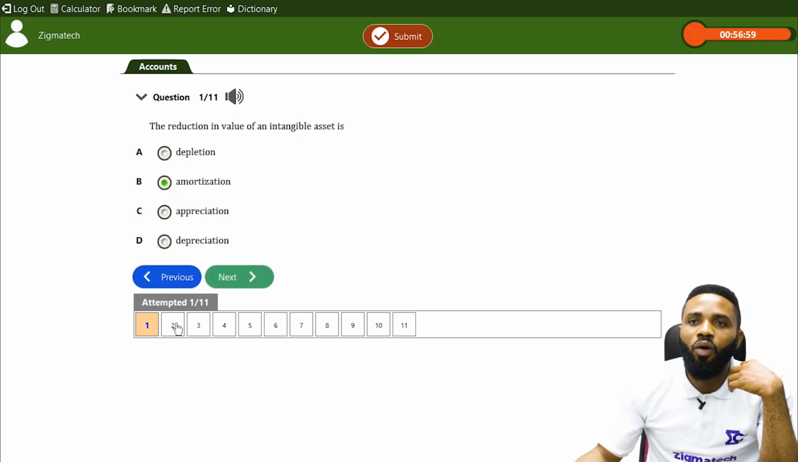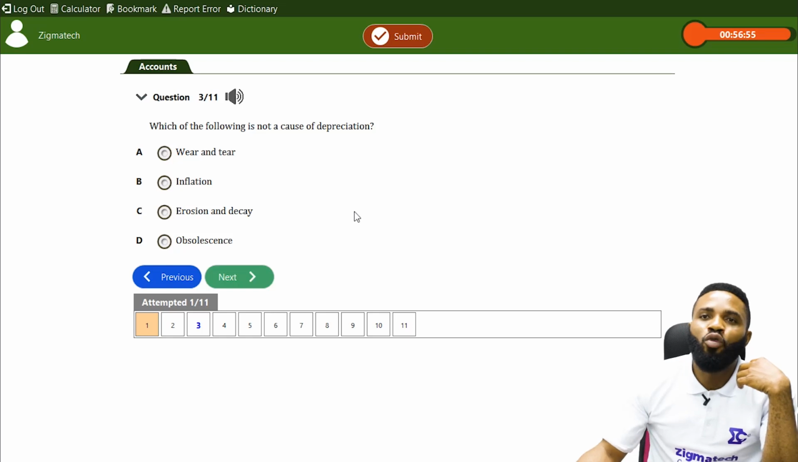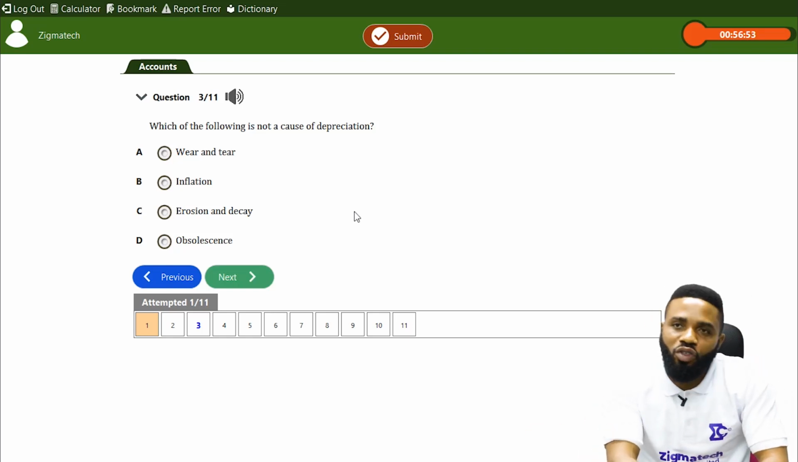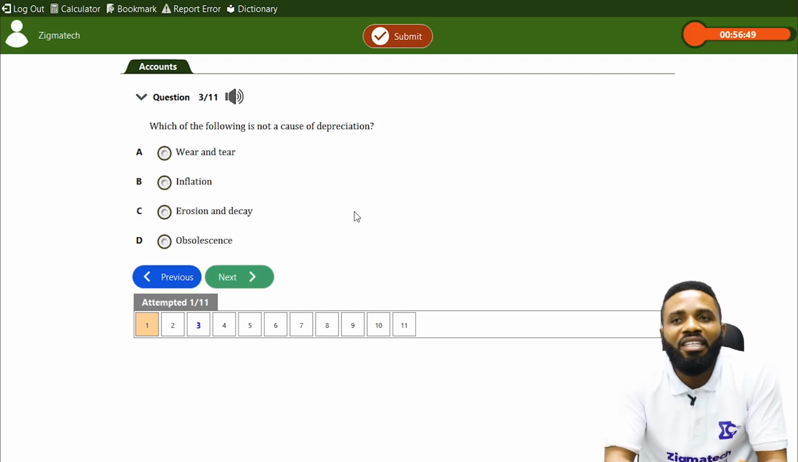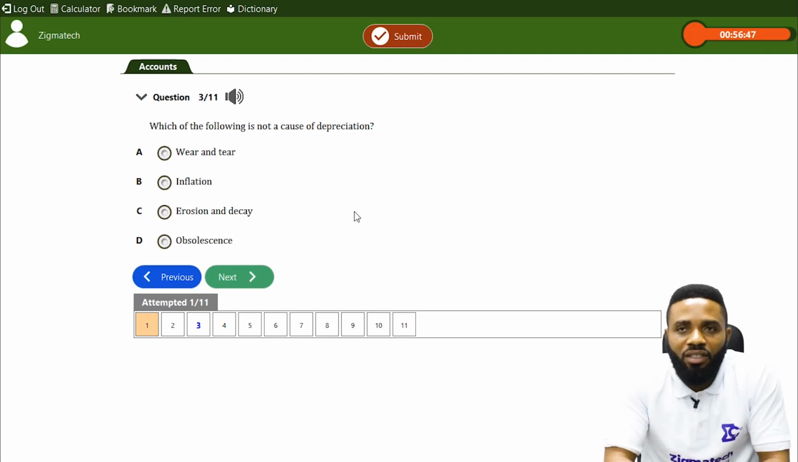Let's look at the second one. Okay, this one is for calculation. They said, which of the following is not a cause of depreciation? Depreciation can be caused by different reasons. Number 1, wear and tear. Number 2, inflation. Number 3, erosion and decay. Number 4, obsolescence. Now, in our previous video, we have explained causes of depreciation.